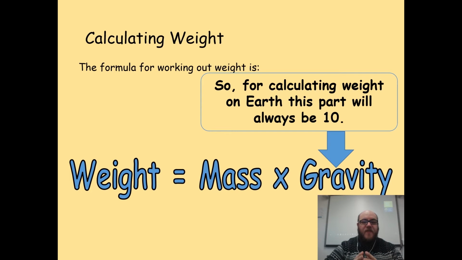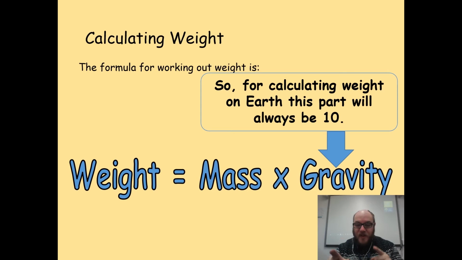But if you are working out weight and you're on the Earth, the gravity will be replaced by the number 10. Wherever you are on the Earth, the gravitational attraction is 10. One of those lies I tell you at GCSE. But for your exams, all you need to know really is that number. And this is the weird thing about teaching at GCSE. I can teach you how to pass the exams, or I can teach you the actual science.